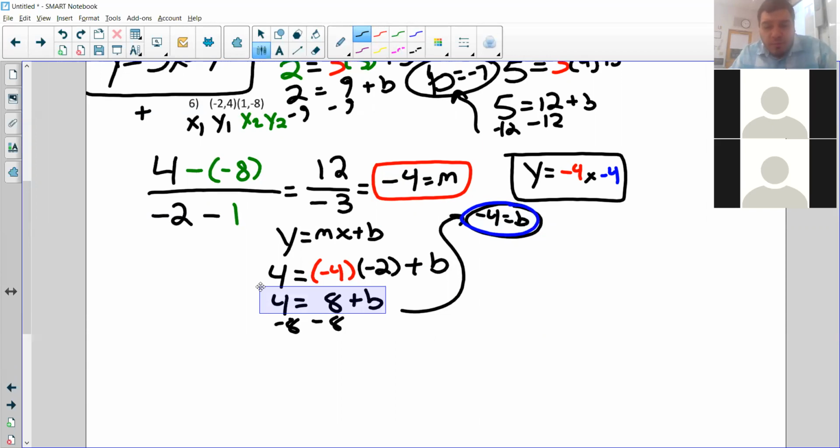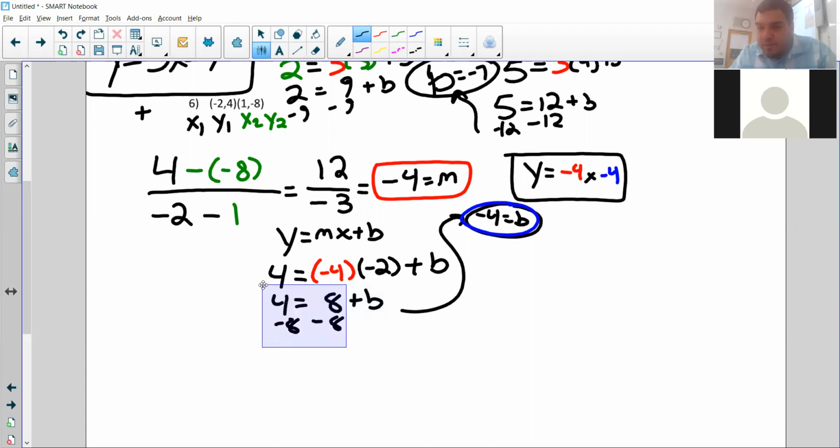4 equals 8 plus b. Now, it's plus b, so we've got to do the opposite of plus b. What's the opposite of plus b? Minus. Yeah, so we're going to minus 8 on both sides. So then I just have -4 equals b. Wait, so then how do I know what my final answer is?